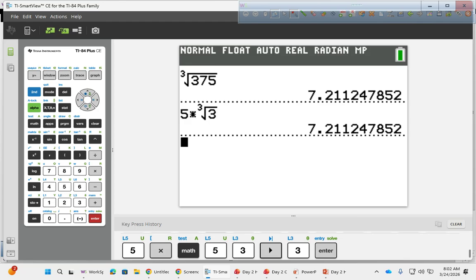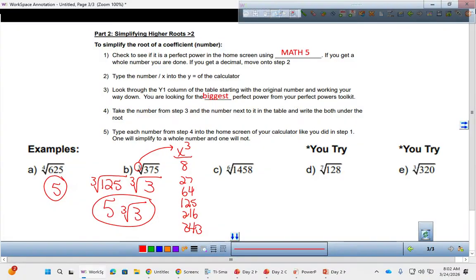So you can see for this one a little different. I had to add this times. If you don't, the 5 filters in and it makes it a 5th root. Okay, so it's 5 times the third root of 3, and you can see they match. So we can still check our answers using our calculator. All right, let's try another one. The 6th root of 1458.